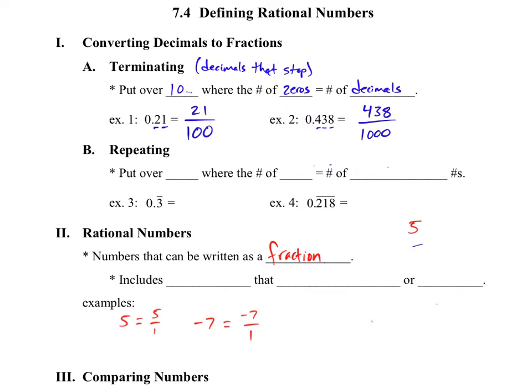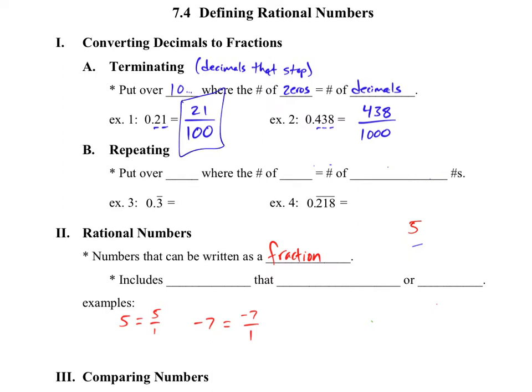Now if we can reduce, that would be good. So this first one, I can't divide by 2, which is a bummer because that's even. I could divide this by 3 though, right? 2 plus 1 is 3. But we can't divide 100 by 3. So this one should be done. So final answer, just 21 over 100.